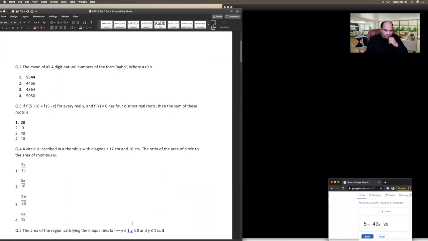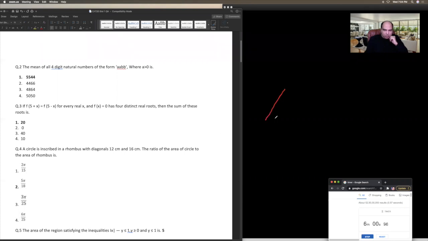Do I see anything? I don't remember geometry formulas. Always a problem for me, especially something with a rhombus. I don't remember the formulas. So let's see if we can apply some common sense.